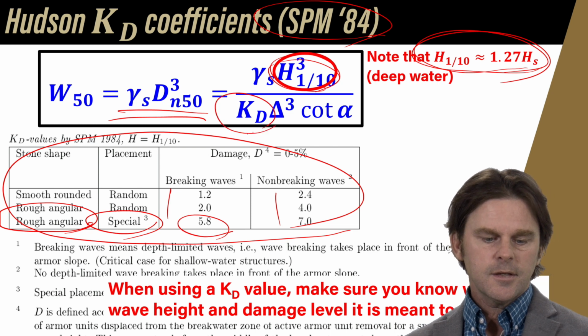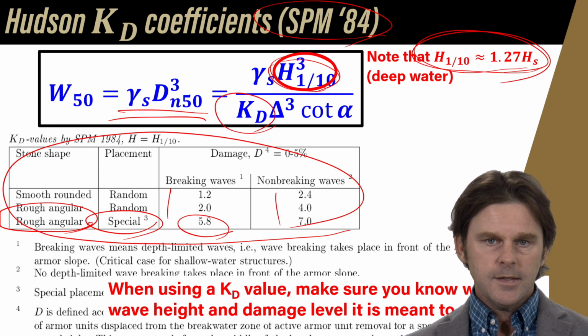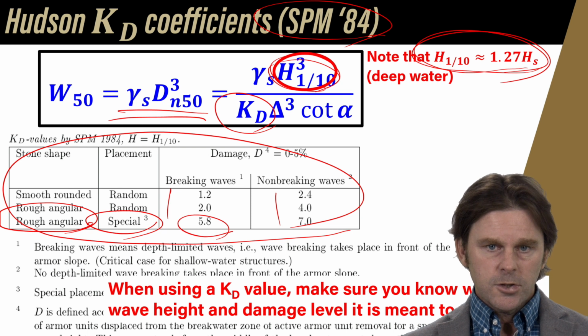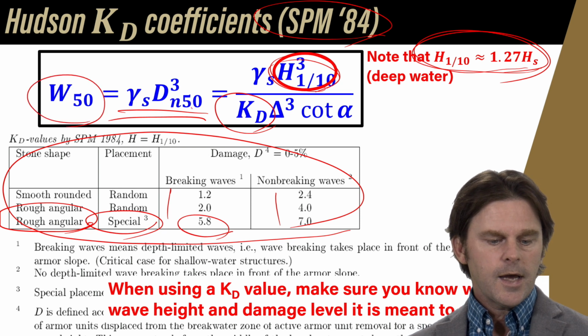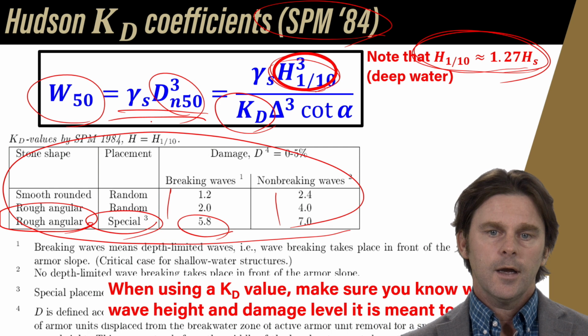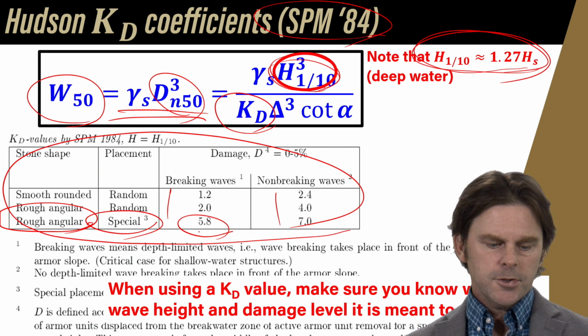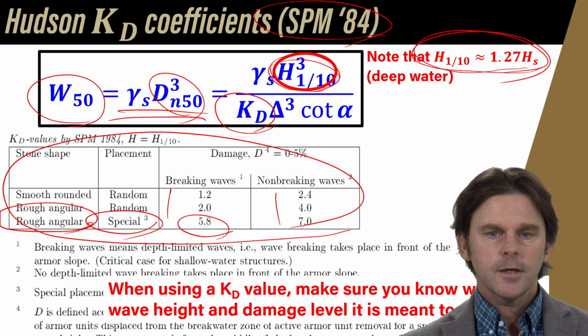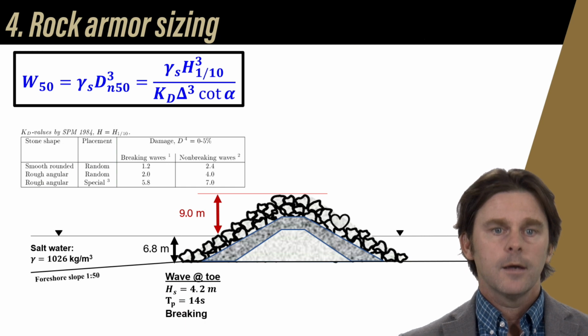Notice KD is in the denominator there. The bigger the KD, the more stable the situation is, and the lower the size of the armor that you'll get, okay? So it's not a huge reduction. You know, we're going from 6 to 7, but it is an important enough one that we can make.